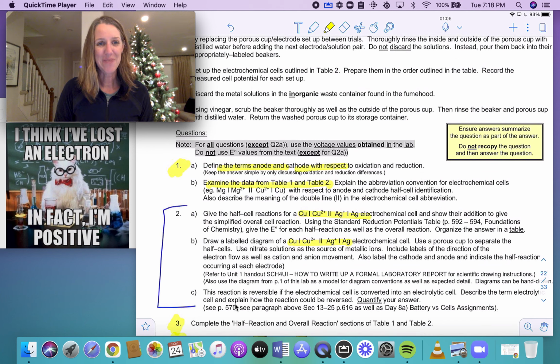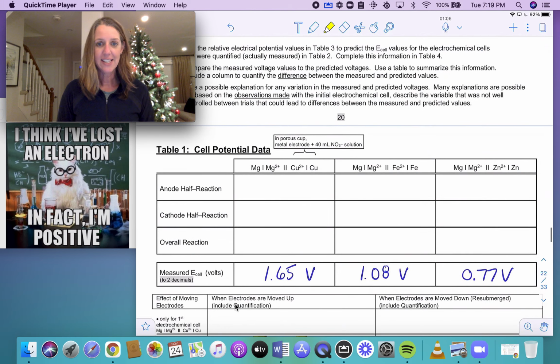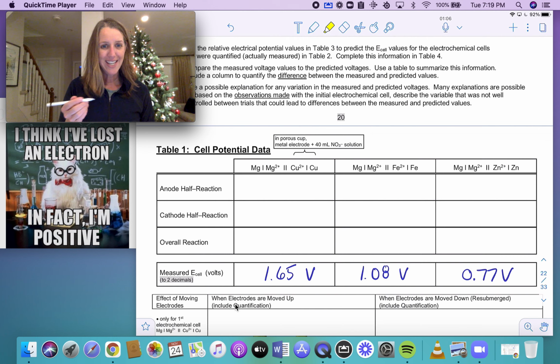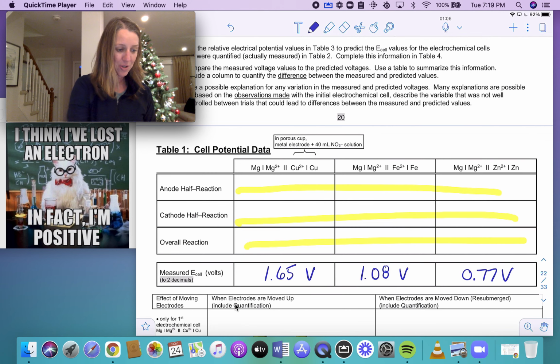Okay, question 1b. I want you to have a look at the observation table. You figure out which one is the oxidation, which is the reduction, and I want you to show that. All right, so here's what you're going to do. I want you to have a look at these cells that you would set up. Imagine magnesium and magnesium nitrate connected to copper with copper nitrate. Which one's the anode? Which one's the cathode? What are the half reactions? What's the overall reaction? And just fill in this table as you go. Okay, so pause the video, write those out for practice, and then play the video and check your answer with me. So I'll do the first one for you.